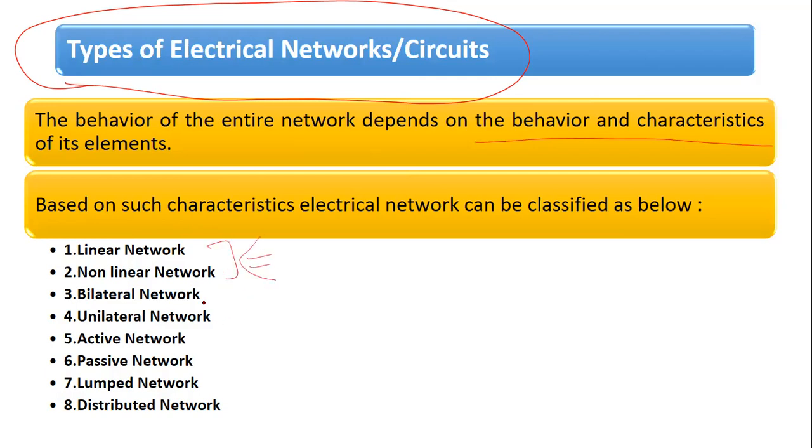Then we have linear network and non linear network, then we have bilateral network and unilateral network. Similarly, we have active networks and passive networks. Then we have lumped network and distributed network. If you are clear about the elements, linear elements, non-linear elements, bilateral, unilateral, active, passive, lumped, distributed, it would be easy for you to understand the networks also, right?